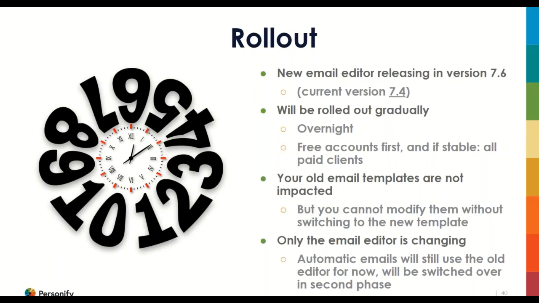So for version 7.6, only the email editor is changing. The event emails are not changing yet. They will in the future, but not quite yet. Same with the membership emails, same with all of the automatic emails in Wild Apricot. They're still going to be using the legacy email editor, at least for now, and at least while we launch this new one and determine what improvements we can make to ensure it works well for all of the automated messages.